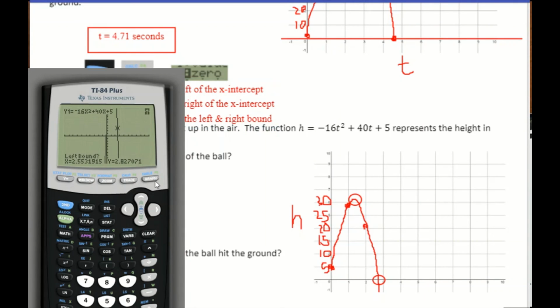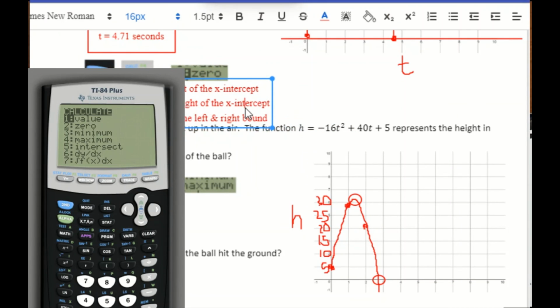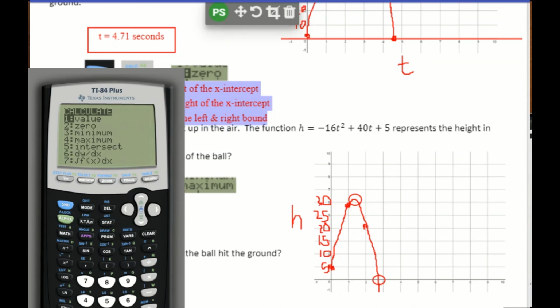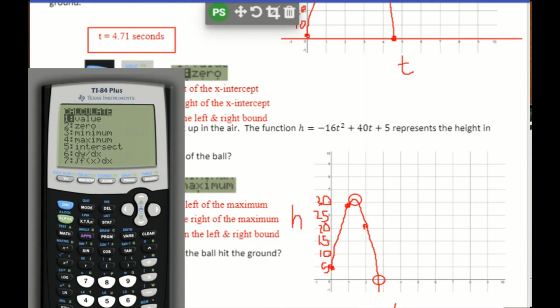Okay, we want the maximum. Now the left and right bound, all that stuff is going to be basically the same. Let's see if I can just copy all that. There we go. You want to pick a number to the left of, instead of the x-intercept, the maximum, and then a number to the right of the maximum. And we're talking about the t values here, which are going to run along that horizontal axis. I don't think I labeled that, but this is the t-axis or time.